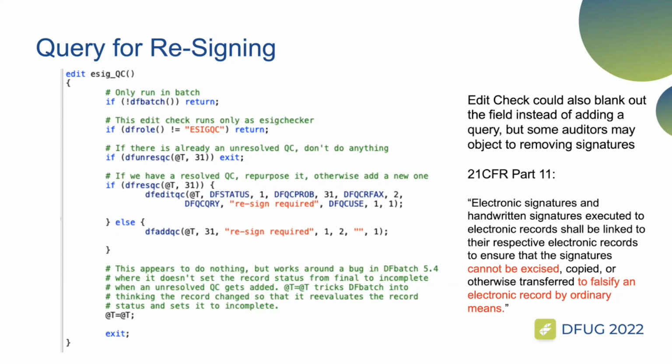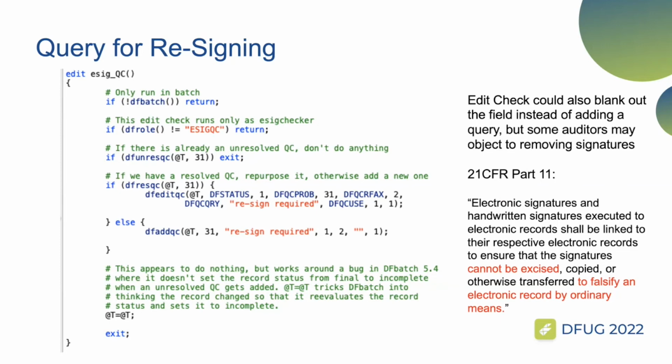So this last little bit where it says @t is equal to @t is just enough to confuse DFbatch into thinking that it needs to reevaluate the status of the record. And this will then cause it to make the status of the record incomplete. So this approach puts a query on this field, but you could also clear it out if you want.